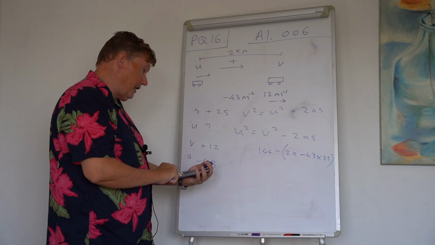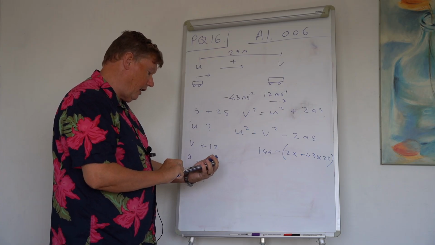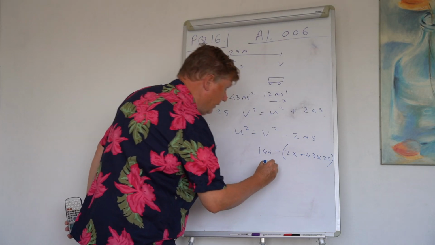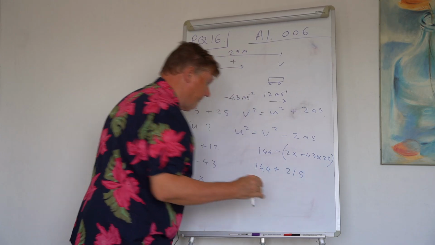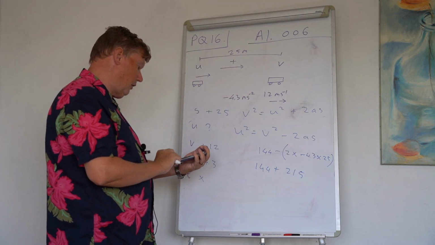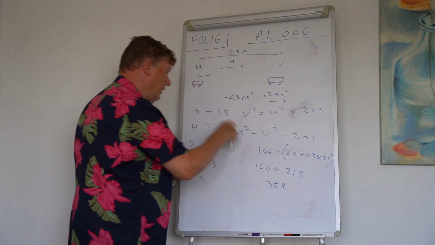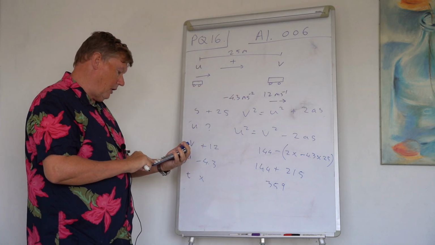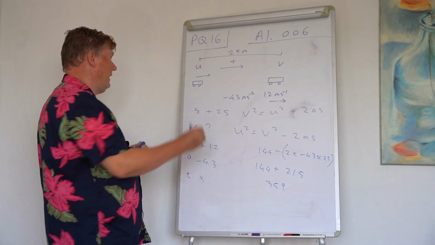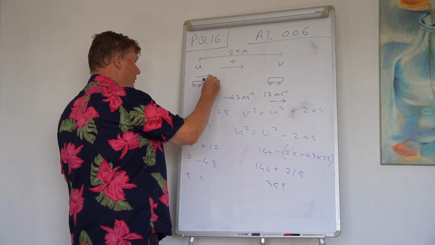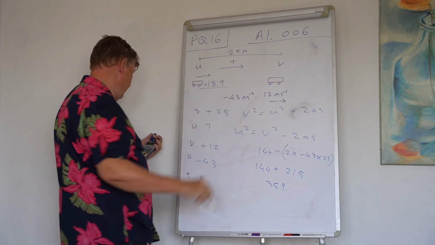And if I do it on the calculator here, 2 times 4.3 times 25 is 215. So this becomes 144 plus 215. 359 is U squared, square root it, 18.9. So the initial velocity was 18.9, or technically I suppose plus 18.9.